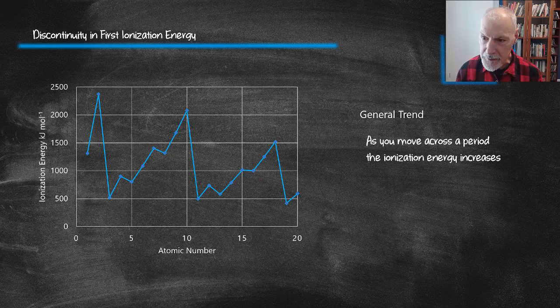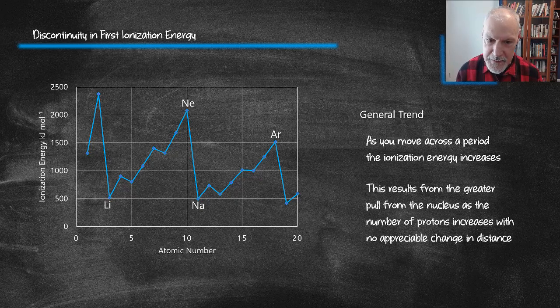First off, as we go across a period, we can see generally an increase in the ionization energy. What I mean by that is if we go from lithium to neon, we see a general increase, and similarly from sodium to argon. This results from the greater number of protons that are in the nucleus at any given energy level. This results in greater pull and an increase in the ionization energy.